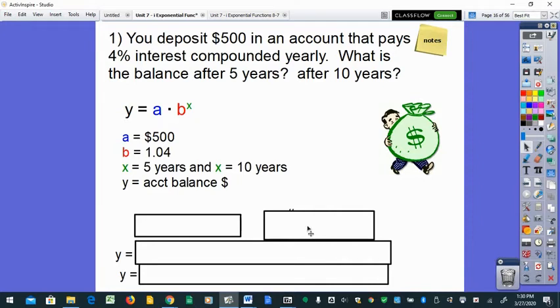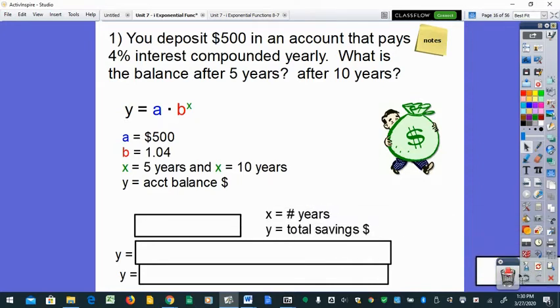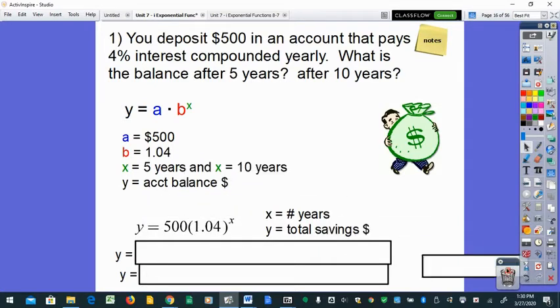Don't forget, when we write a function, the first thing we want to do is define our variables. So in this case, x is the number of years, and y is going to be your total savings in dollars. And here is the exponential equation.